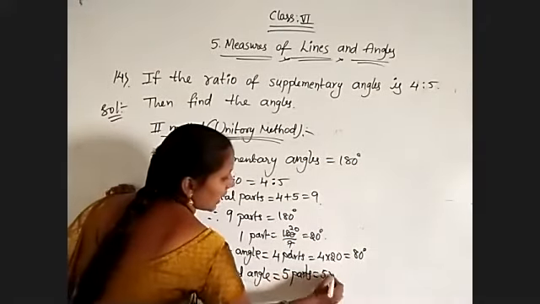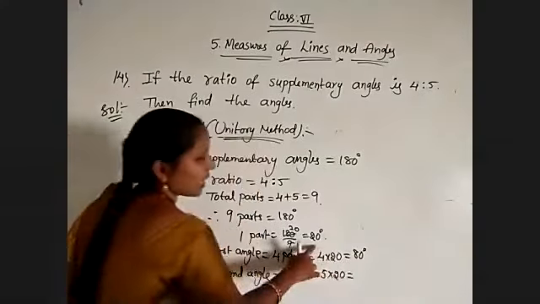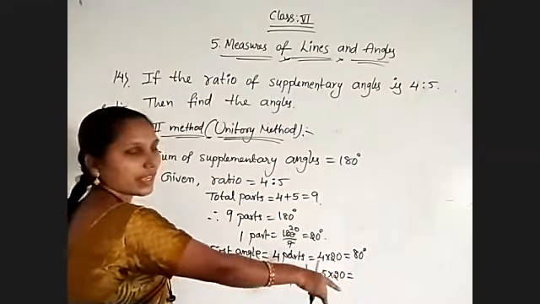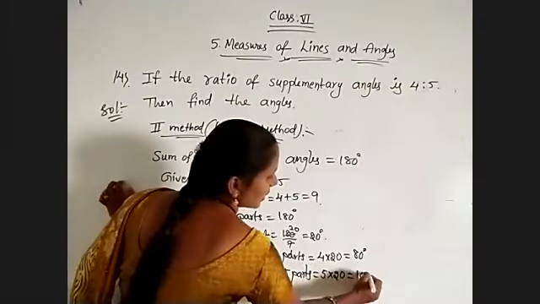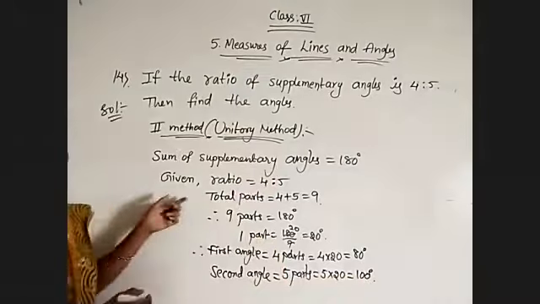That is 5 into 20. One part value 20, so 5 into one part. That is 5 into 20, which is equal to 100 degrees. Just observe, before also we got the same answer.